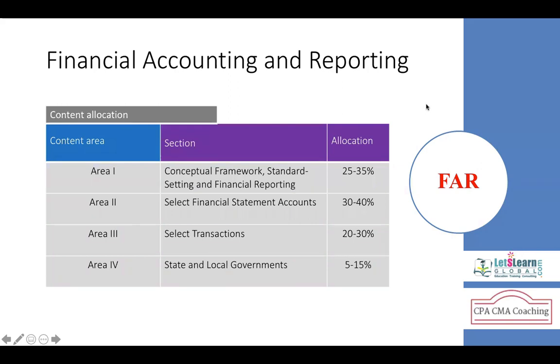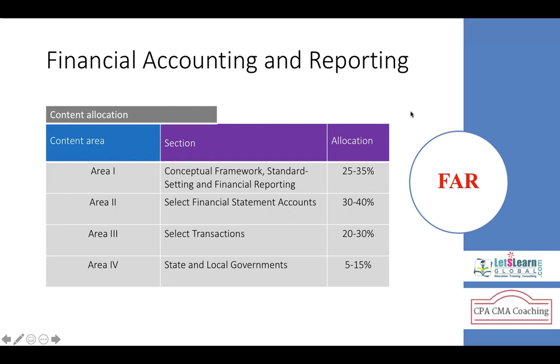The content allocation as per the blueprints of AICPA: the content area is classified into four areas. Conceptual framework, standard setting, and financial reporting: the allocation weightage is between 25% and 35%. Next comes select financial statement accounts, 30% to 40%. Select transactions, 20% to 30%. And state and local governments, 5% to 15%. This is the overall weightage on the content allocation of FAR.